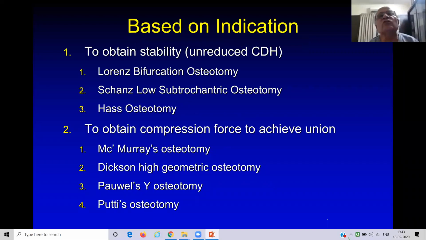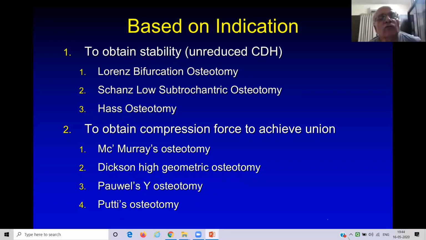What about based on indication? These are a little lengthy, but that is very important for us because we are going to operate for indications most of the time. So we do an osteotomy to achieve stability. Most of the time, these are unstable hips, either dislocated or excised hips, unstable. I just told you Lorenz bifurcation, Schanz osteotomy, Hays osteotomy. One by one, we will show you examples also.